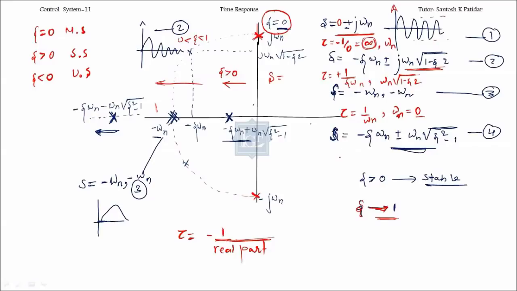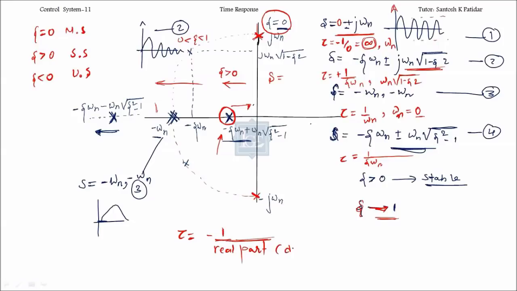Now let's come to the overdamped system. In the overdamped system, the tau will be 1 by zeta omega n. I'll take the dominant pole. Which one is the dominant pole? The pole which is near to the imaginary axis is the dominant pole. Here we are getting two different negative real values on the real axis. Which one will I consider? I'll consider the value which is near to the imaginary axis. We call this pole the dominant pole. So while calculating the time constant, always consider the dominant pole.